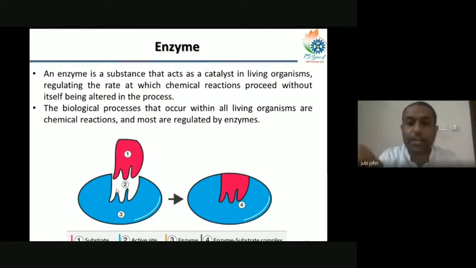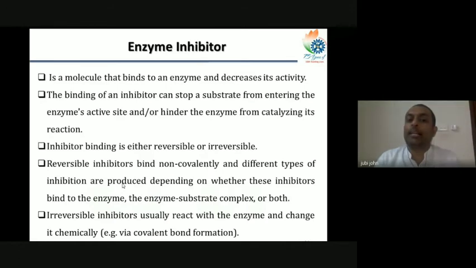So what we need to know is that to design an enzyme inhibitor, we need to know the functionalities present on the enzyme. And what is an enzyme inhibitor? An enzyme inhibitor is a molecule which can bind to an enzyme and decrease its efficiency or activity. Two types of inhibition are reported: reversible inhibition and irreversible inhibition.